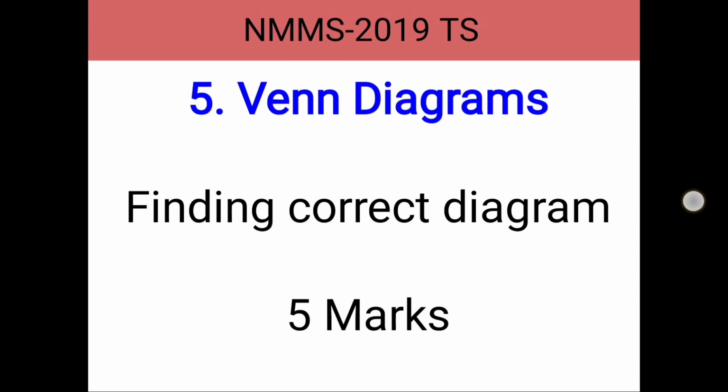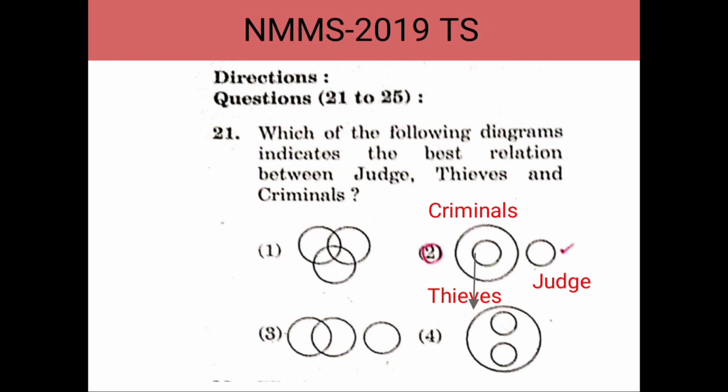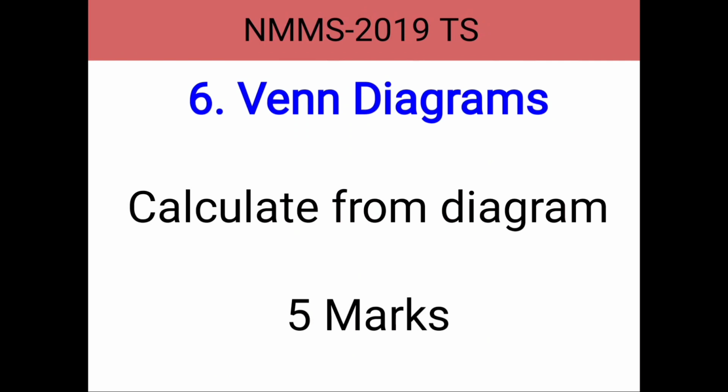Which of the following diagram indicates the best relation between judge, thieves, and criminals? The answer is second diagram. Sixth is also on Venn diagrams. You have to calculate from the diagram how many number of people or how many number of persons. This carries you 5 marks.